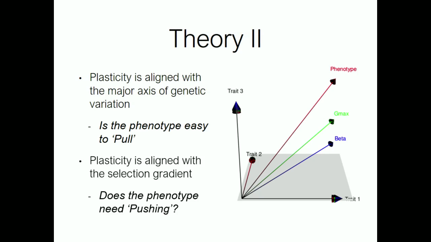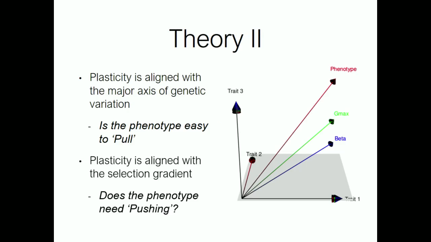The second bit is whether or not that plasticity aligns with the selection gradient. Is the phenotype in a position that actually needs any pushing, or does the phenotype end up where selection would put it, which is one of the big ideas about what phenotypic plasticity might actually do if it's adaptive? This theory comes from a paper where they simulated how plasticity might evolve, and these two patterns emerged from that, and we thought we've got some data that might allow us to evaluate that.